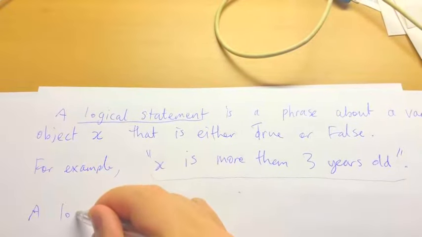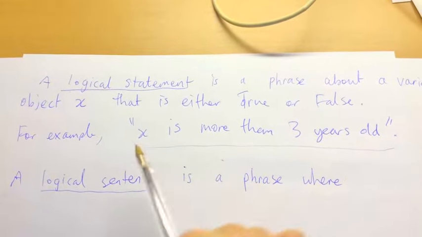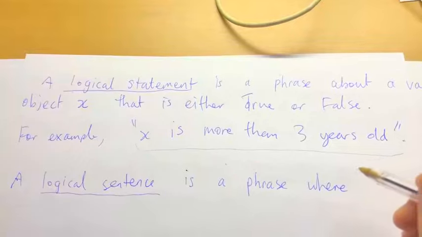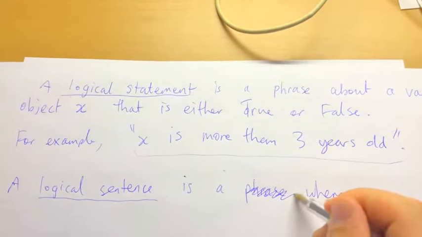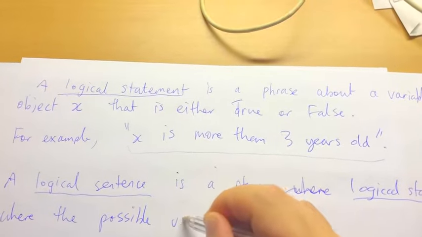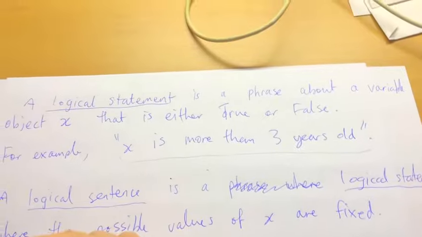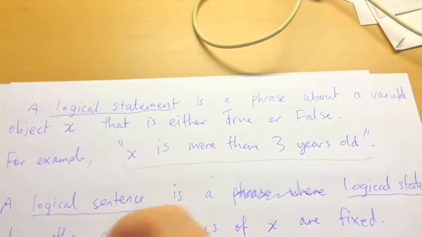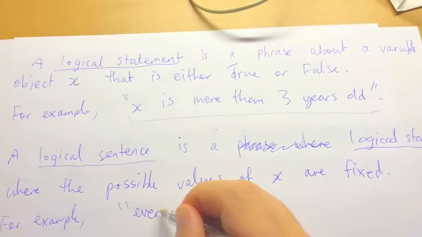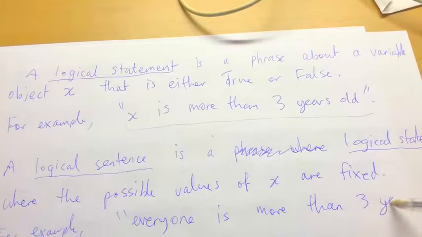And then the next thing is a logical sentence. So it's a phrase where this variable has been clarified. So maybe we could say it is a logical statement where the possible values of x are fixed or specified. So for example, "everyone is more than 3 years old."